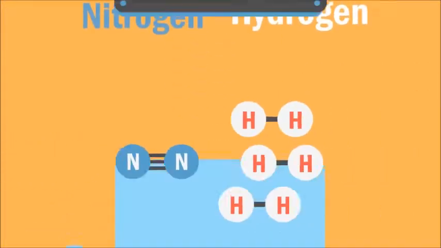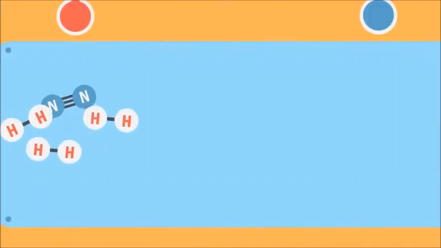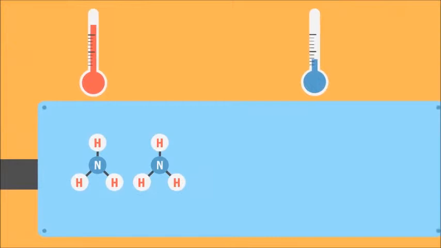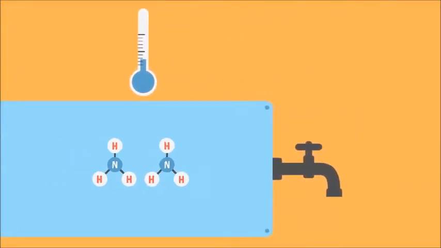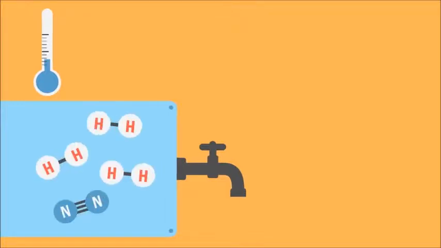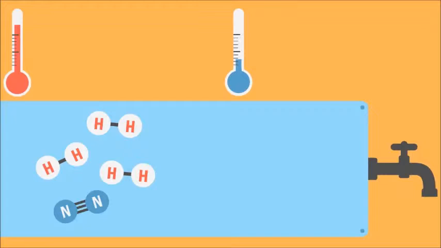These gases are then compressed and delivered to the reactor, where ammonia is produced. These gases are then cooled down and ammonia is liquefied, ready to be tapped off. Unused hydrogen and nitrogen are recycled back to the reactor.